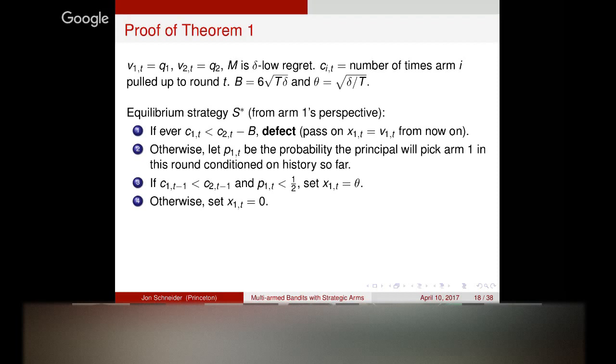So a very interesting thing is that you might expect you would just pay a little bit more if you're behind, but you also need to take into account this probability. You need to figure out the probability you're going to get played in the next round, conditioned on the history, and then react to that. Otherwise, the principal can do funny things, where he picks arm one for a while to incentivize the other arms into thinking that arm one is defective.